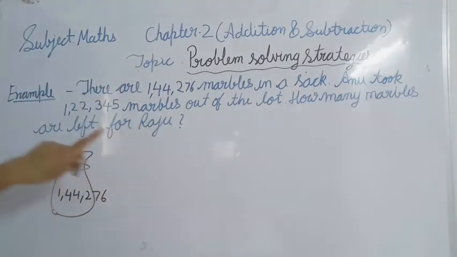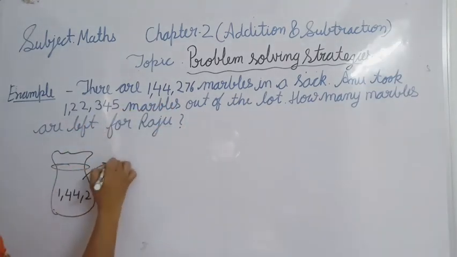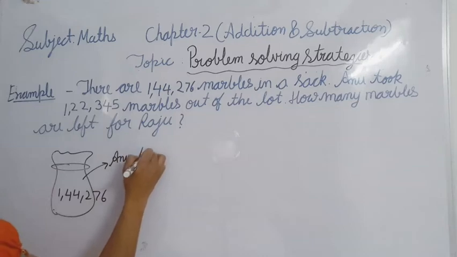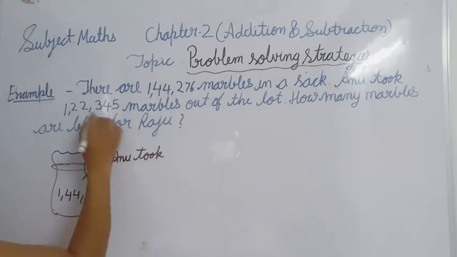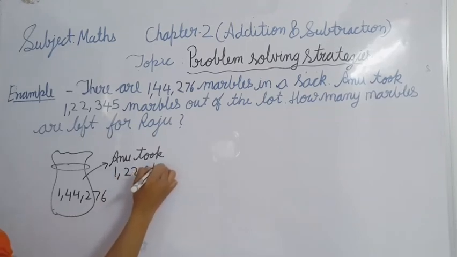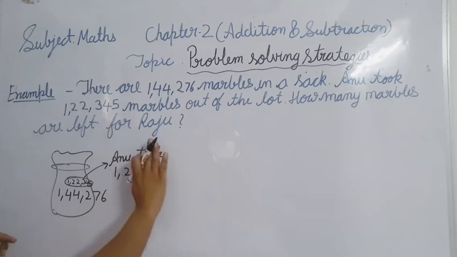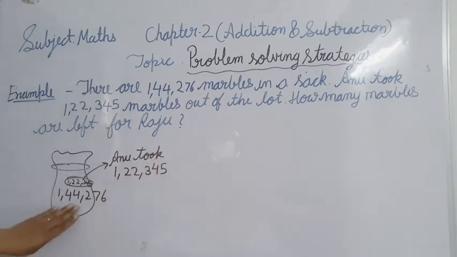So Anu took this many marbles out of the lot. How many marbles did Anu take from here? 1,22,345. Now they are asking, if Anu takes this many marbles, 1,22,345, out of this sack, how many marbles are left over now in this sack? So we can make a number bond for this also. So let's make a number bond for this.